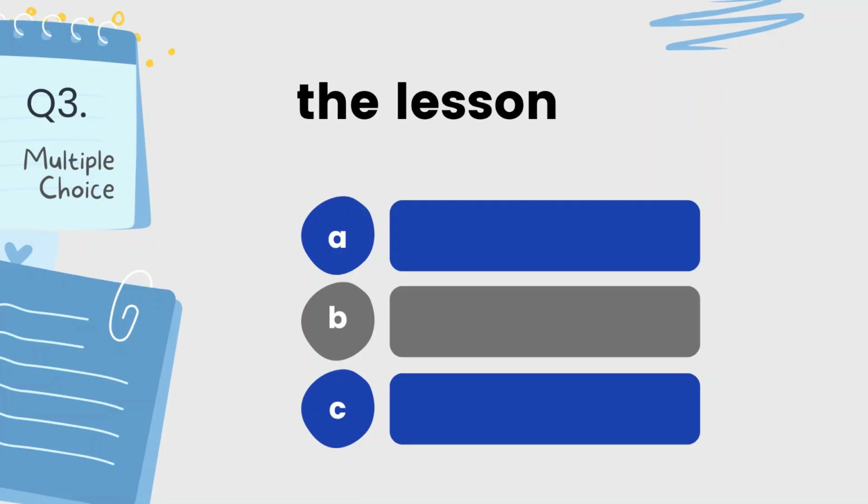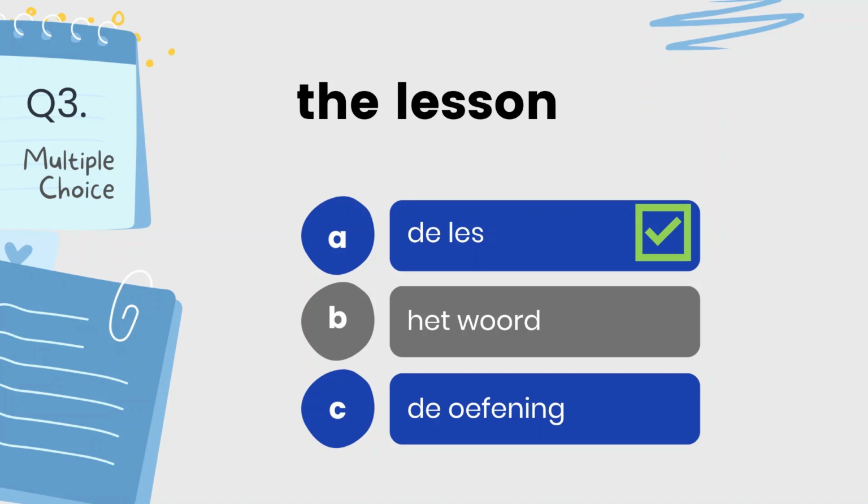Then we go to the third question, a multiple choice question, and that is the lesson. What is the lesson in Dutch? The lesson is English. How would you translate that into Dutch? Is that A, de les, B, het woord, C, de oefening? Which one is the right answer? Make your choice. I think if you look at the makeup of the letters, you see it already, right? Yes, it is A. De les is the lesson.